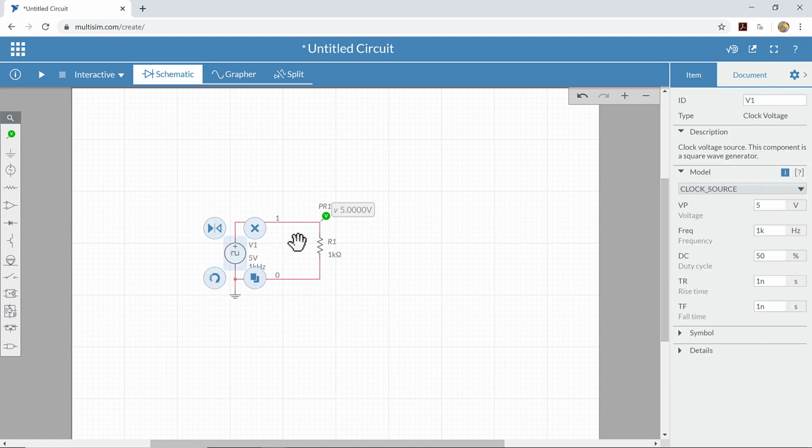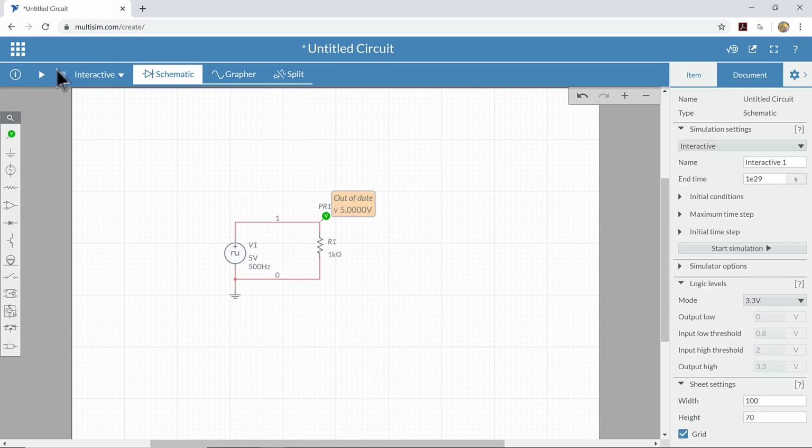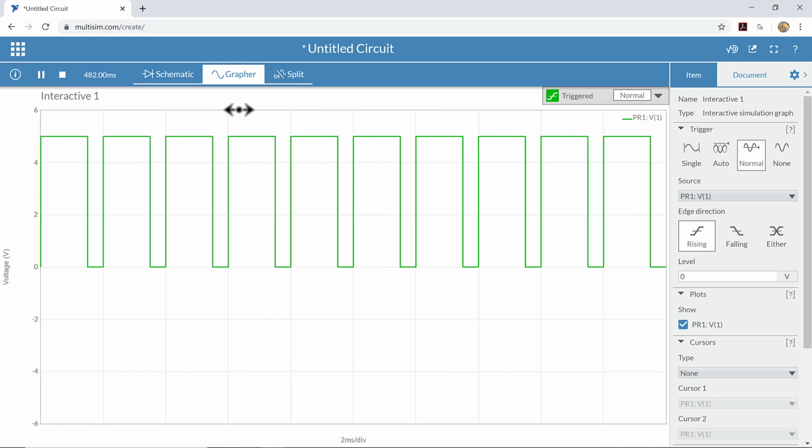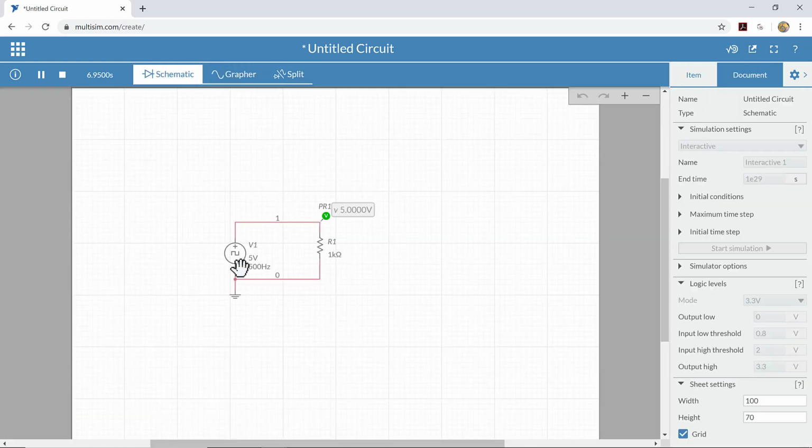We could make the frequency a bit lower, so maybe 500 hertz, and we could make the duty cycle 75%, say, and run that and see how that looks. So now you can see that it's high for 3/4 of the time and low for only 1/4 of the time. And there are 2 milliseconds per division, which means that each cycle takes 2 milliseconds, which means that it is operating at 500 cycles per second, or 500 hertz. So those are some of the things that you can change about the signals that we are creating.